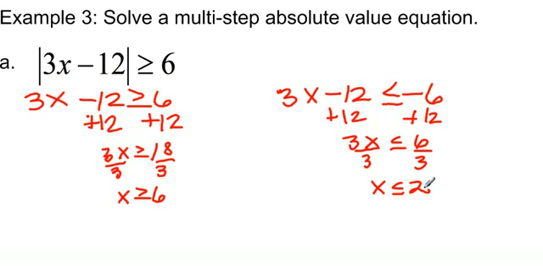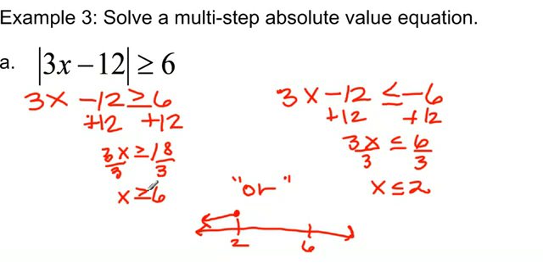Okay, now remember that we expected this to be a union of two graphs. So it's one or the other. We're using the word or here. So when you draw your graph, we've got 2 and 6 as the critical values. x is less than or equal to 2. I can use a closed dot there, shade to the left. And x is greater than or equal to 6. So I'm going to use a closed dot and shade to the right.